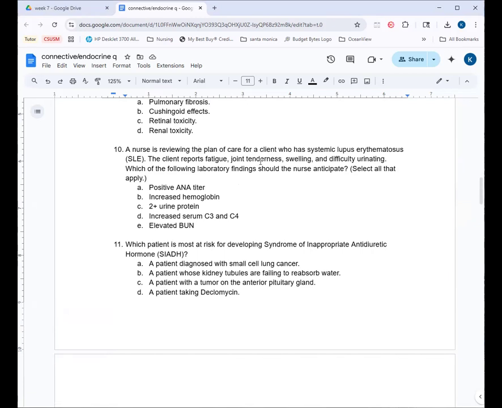All right, number 10, a nurse is reviewing the plan of care for a client who has SLE. The client reports fatigue, joint tenderness, swelling, and difficulty urinating. Which of the following lab findings should the nurse anticipate? And this is select all that apply.